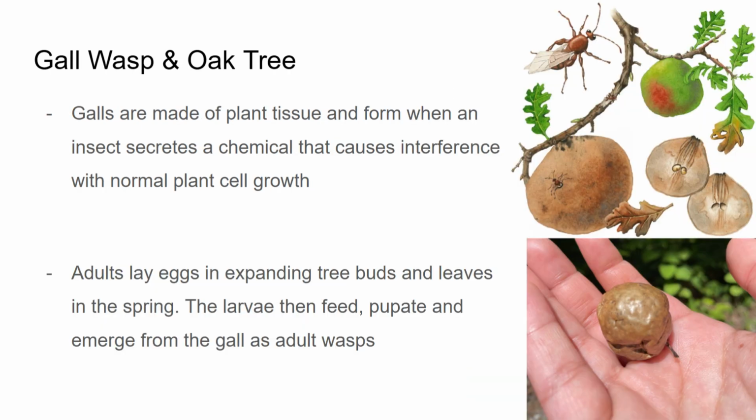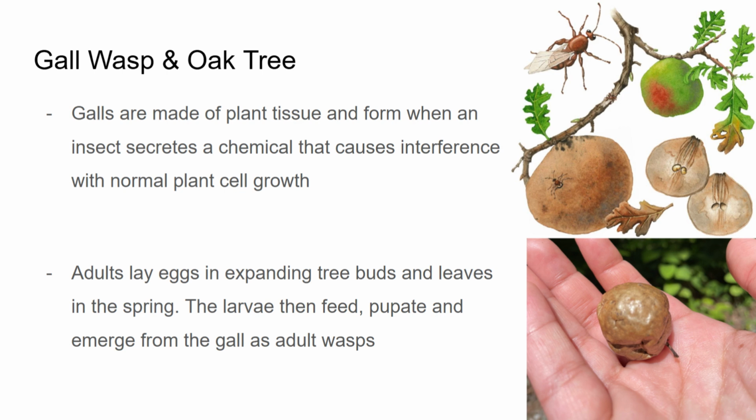So, gall wasps and oak trees are an interesting example that is somewhere between commensalism and parasitism. Galls are the things on the right here, and they're made of plant tissue. They form when gall wasps inject a chemical that causes interference with the plant's normal cell growth. The adult gall wasp lays its egg in the expanded tree buds and the leaves during the spring. Larvae then feed, pupate, and emerge from the gall as adult wasps.